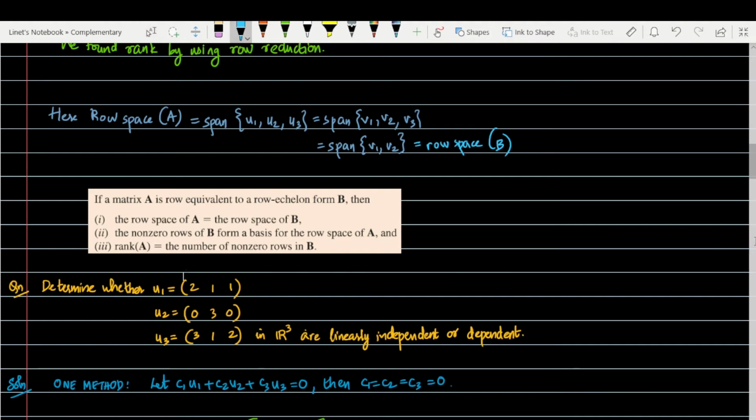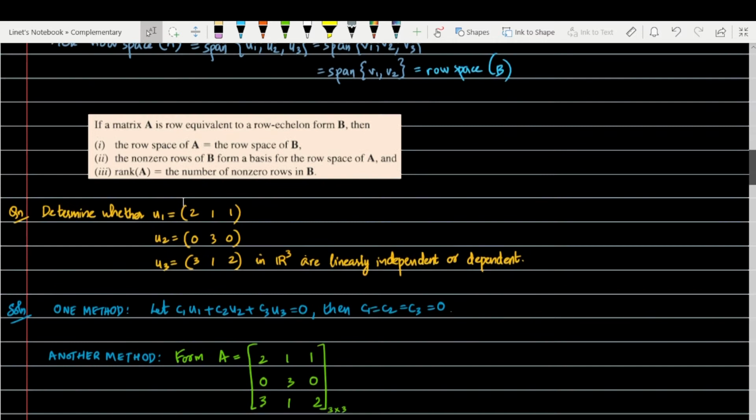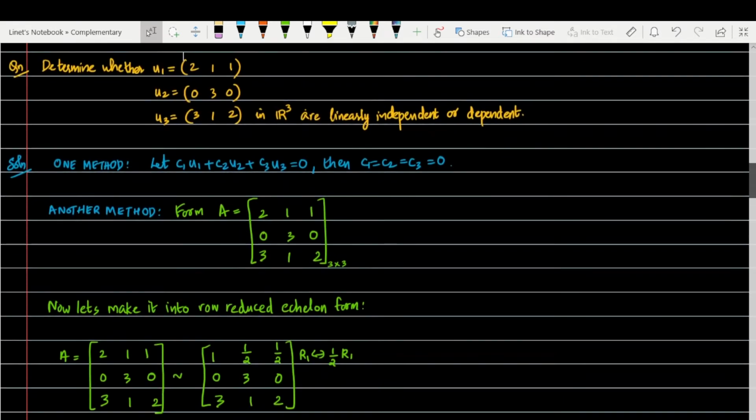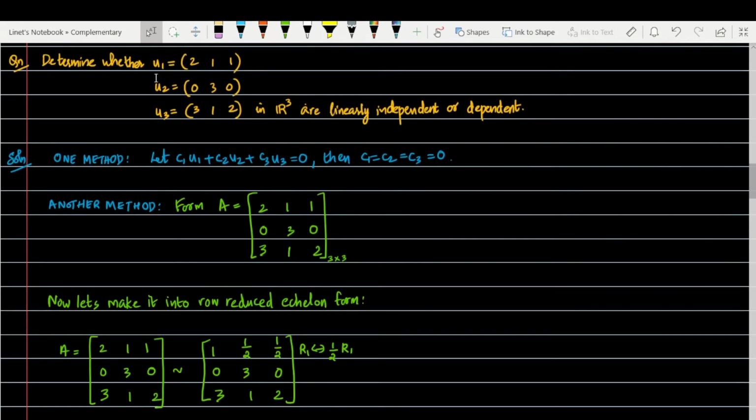And to do the same thing, we are going to see the next example, which asks us to determine whether U1, U2, U3, where U1 is equal to the ordered triple 2, 1, 1, U2 is equal to the ordered triple 0, 3, 0, and U3 is equal to the ordered triple 3, 1, 2 in R3, are linearly independent, or whether the set is linearly dependent.